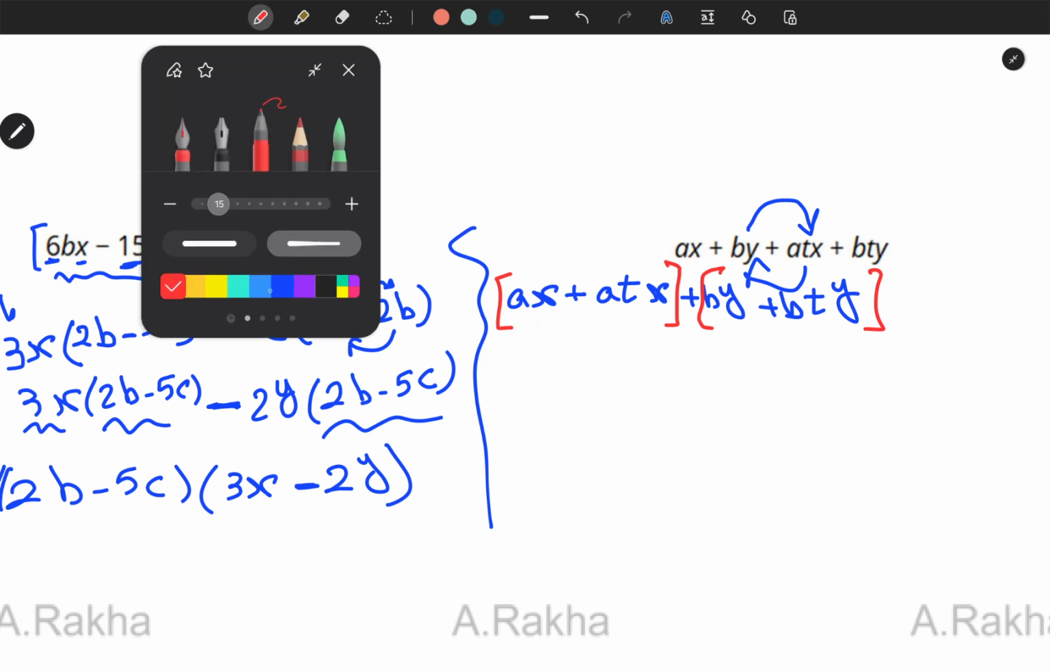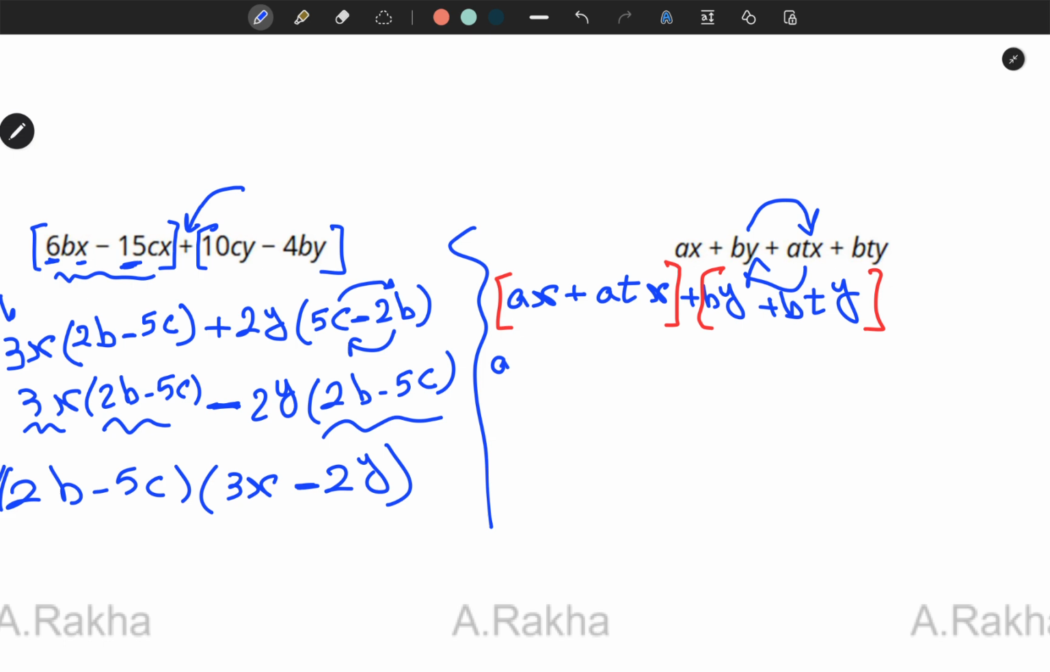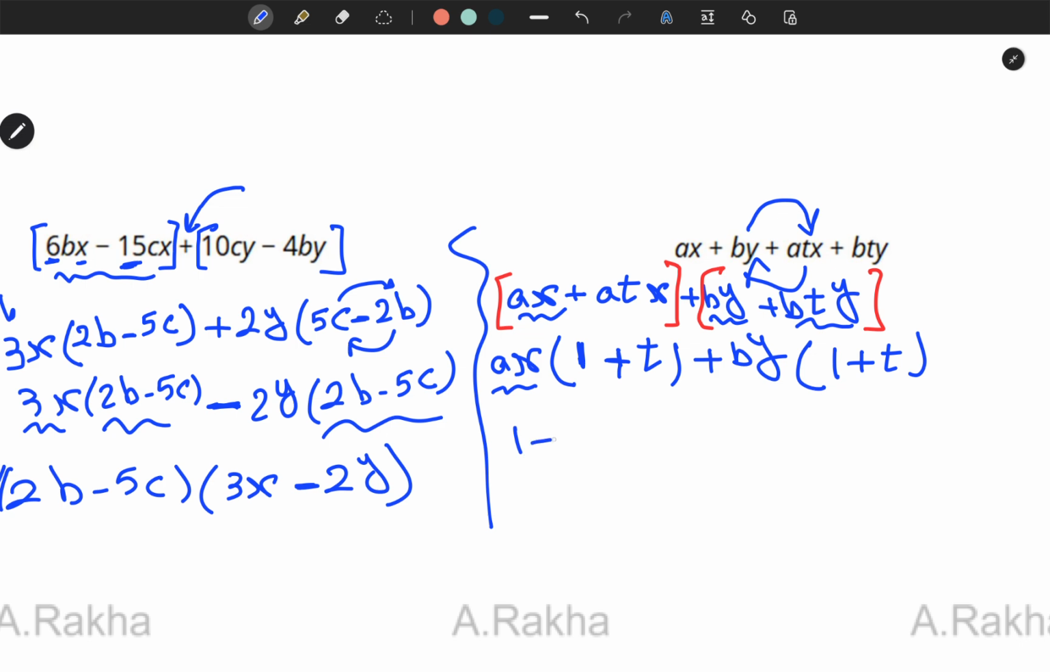What is the common factor here? The common factor here is ax. Open brackets. Of course, inside the brackets we have 2 terms. And when you divide ax by this ax it equals 1. And here we will have t left. Plus, what is our common factor here? by. by is common here and there. So by is my common factor. It will be 1 plus t. And as you can see, 1 plus t is common. And I have here ax plus by.